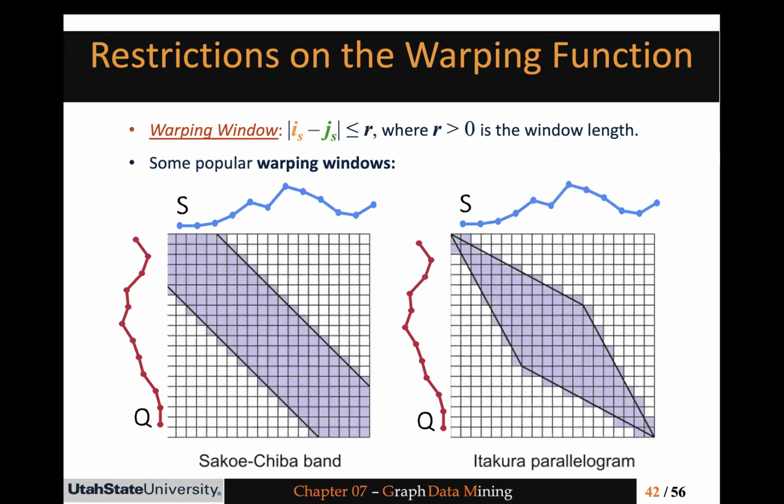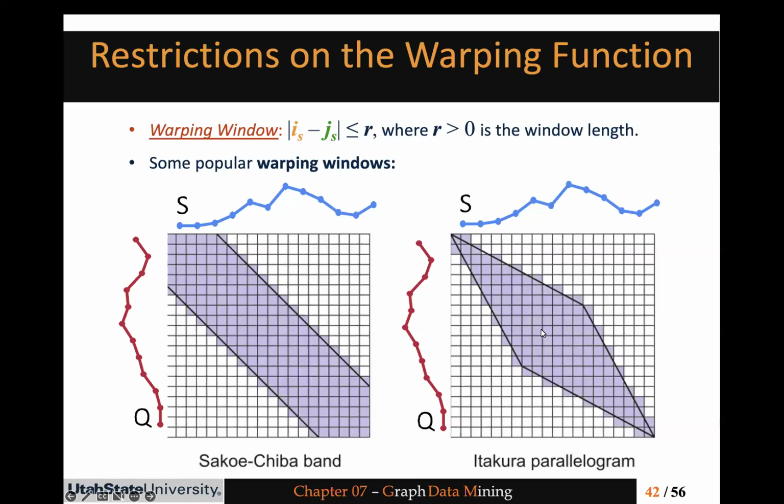Okay, so restriction along the warping function. We already talked about having a warping window. In fact, there are multiple ways you could do so. In fact, we're going to talk about two. The first one is the Sakoe-Chiba band. And here it's just a rectangle, a radius away from the exact diagonal over here.